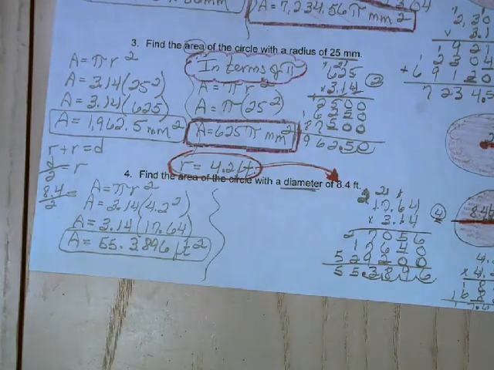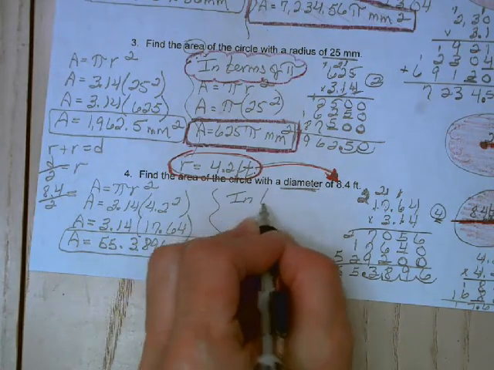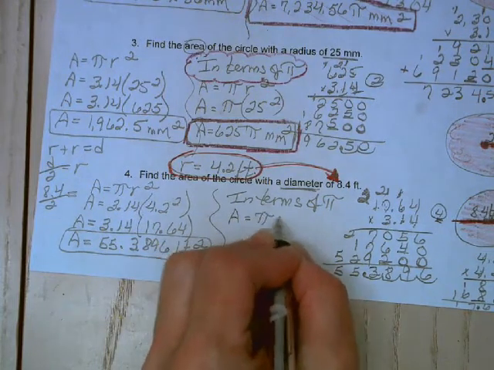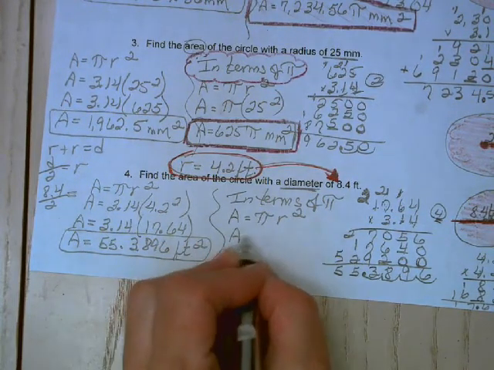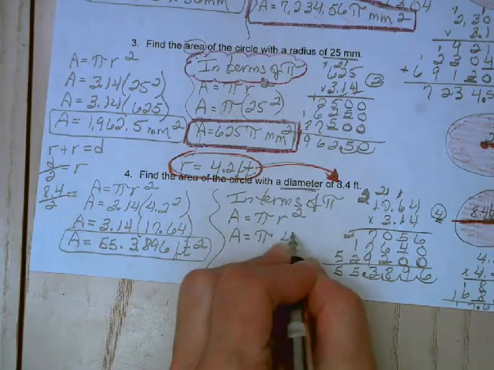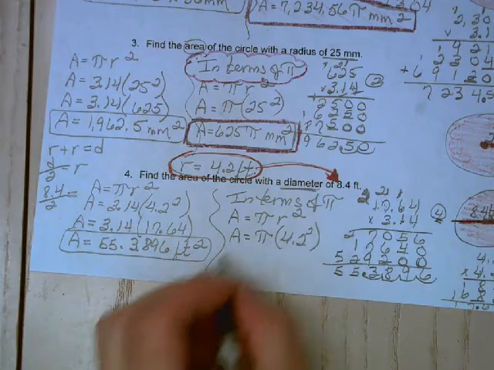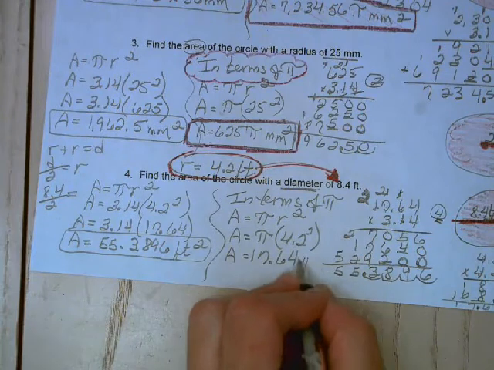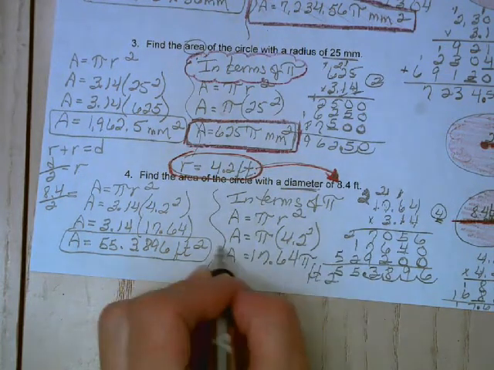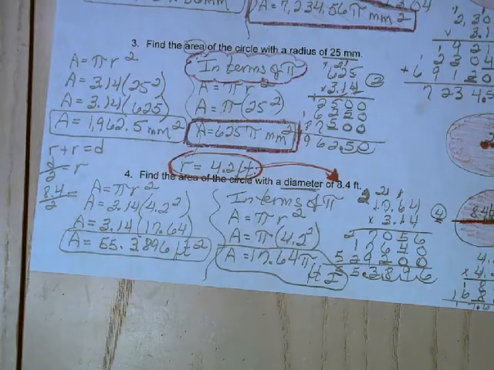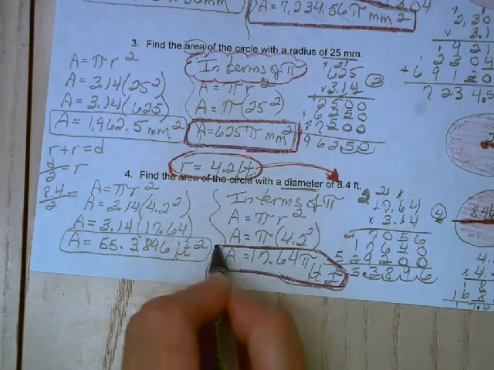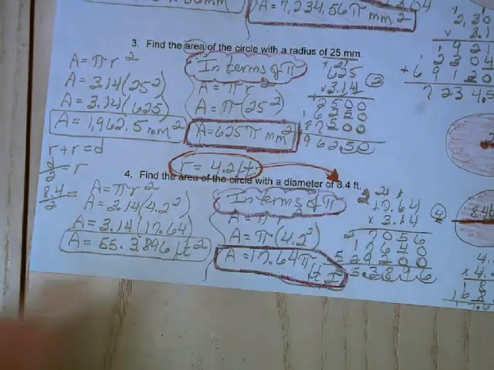So if I'm now doing in terms of pi, area equals pi radius squared. Area equals pi 4.2 squared. Area equals 17.64 pi feet squared. And again, I'm going to trace that in purple. And again, it's in terms of pi.